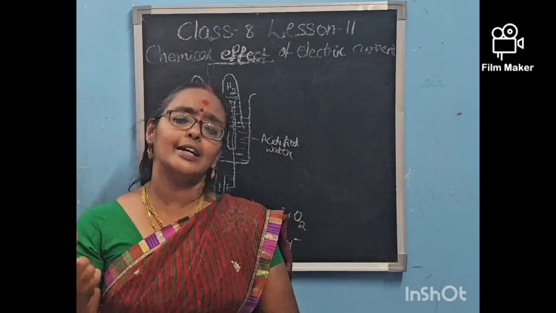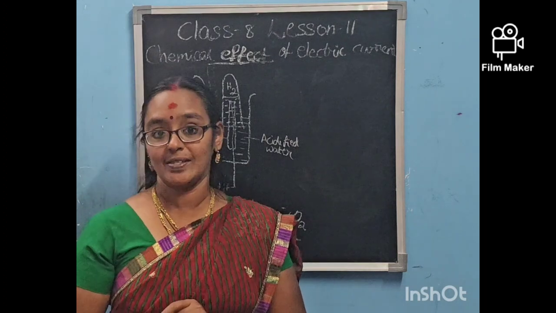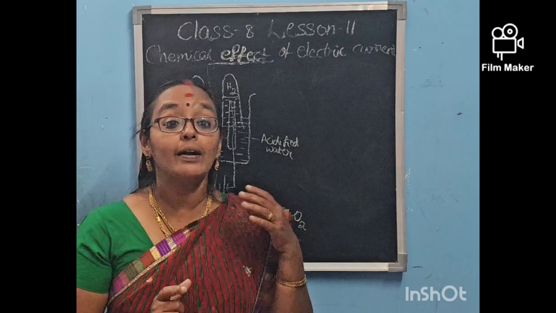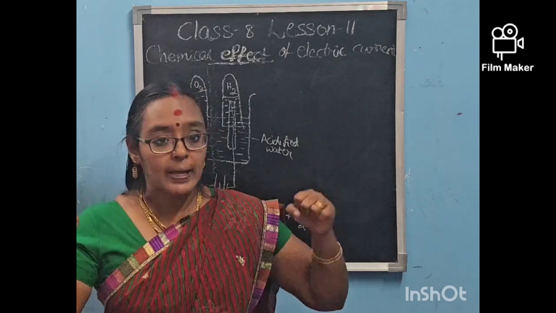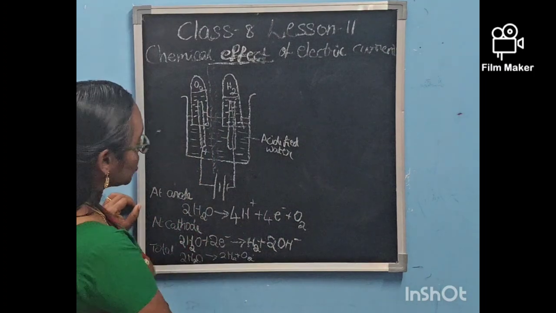In the cathode, reduction occurs. So, oxidation is occurring always in anode and the reduction is occurring always in cathode. So, here we will see what is the reaction and how the separation of the oxygen as well as hydrogen is occurring. See here, at anode, what is going on?